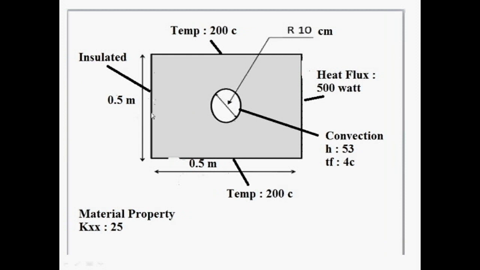The left edge is insulated, top edge is having boundary condition temperature 200 degree Celsius, bottom edge also having temperature boundary condition 200 degree Celsius, right edge is having heat flux 500 watt. Convection at the center: there is convection heat transfer, heat transfer coefficient H 53 and the bulk temperature 4 degree Celsius, and the material property is mentioned.